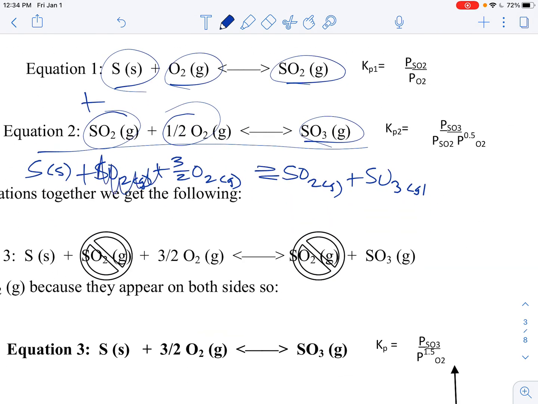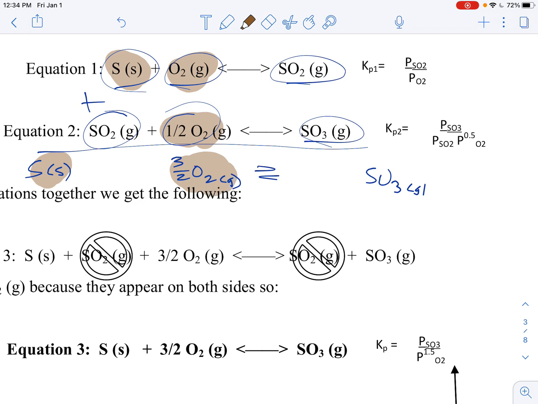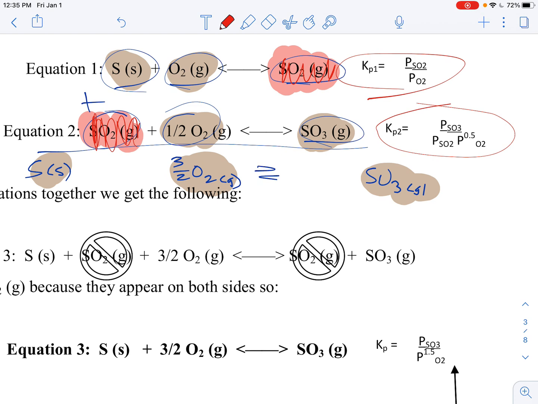The SO2 and the SO2 on the left and the right, they cancel each other out. They're gone. So the only thing I'm left with now is the sulfur, that's the solid, which is this guy, and the 3/2 oxygens, which are these guys, and the sulfur trioxide, which is this guy, and then the sulfur dioxide here and here canceled each other out like they normally would. All right? Now, how does that and this get you our new equation here?